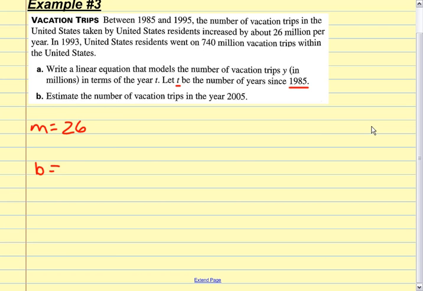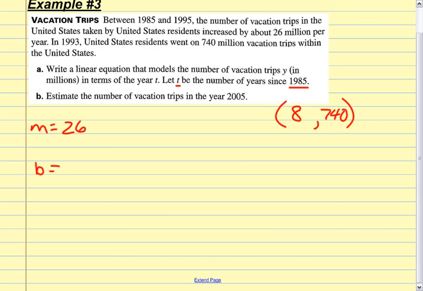What is that different point, Clay? You were saying that they didn't tell us how many trips there were in 1985. They told us how many trips there were in 1993. Now, how many years is that since 85? That is 8 years, right? And then how many trips were there? It's 740 million, right?